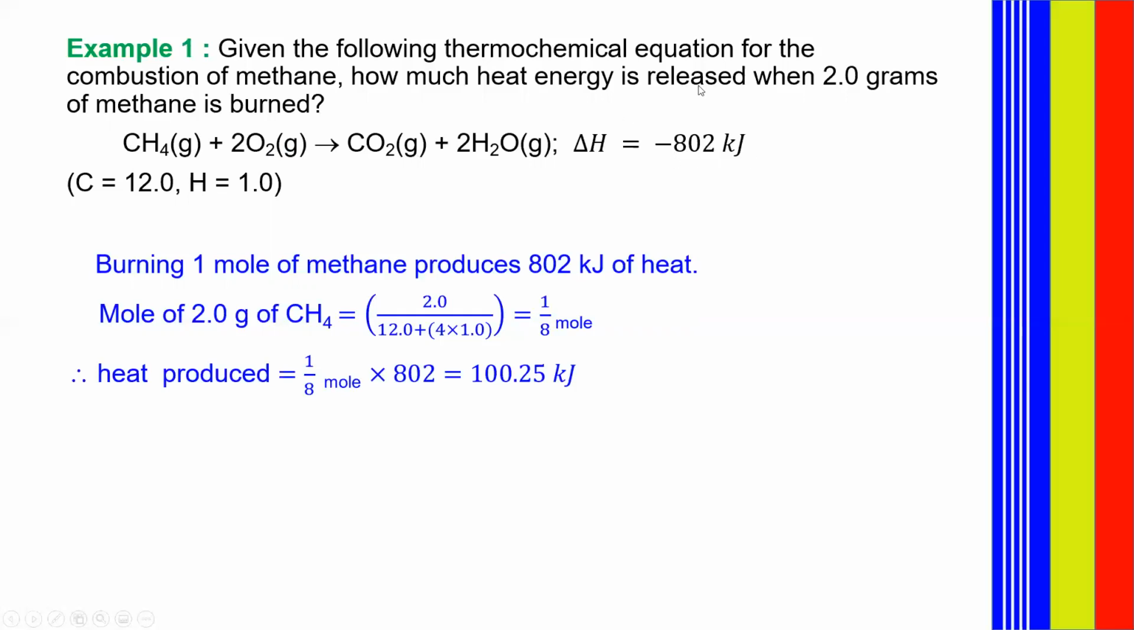How much heat energy is released when you have 2 grams of methane burned? So 1 mole of methane produces 802 kilojoules of heat. So if you have 2 grams of methane, that gives you 1/8 of a mole. And so 1/8 of a mole will actually produce 100.25 kilojoules of heat.